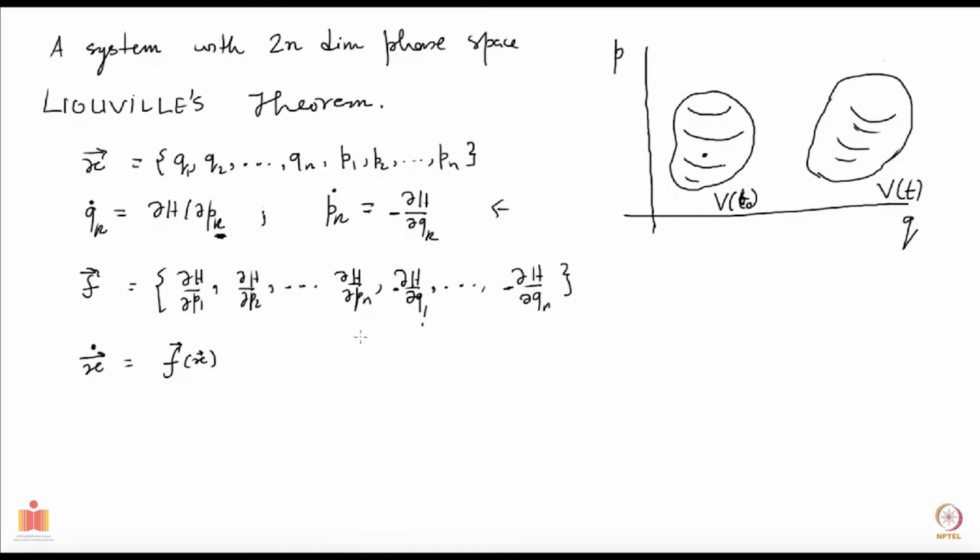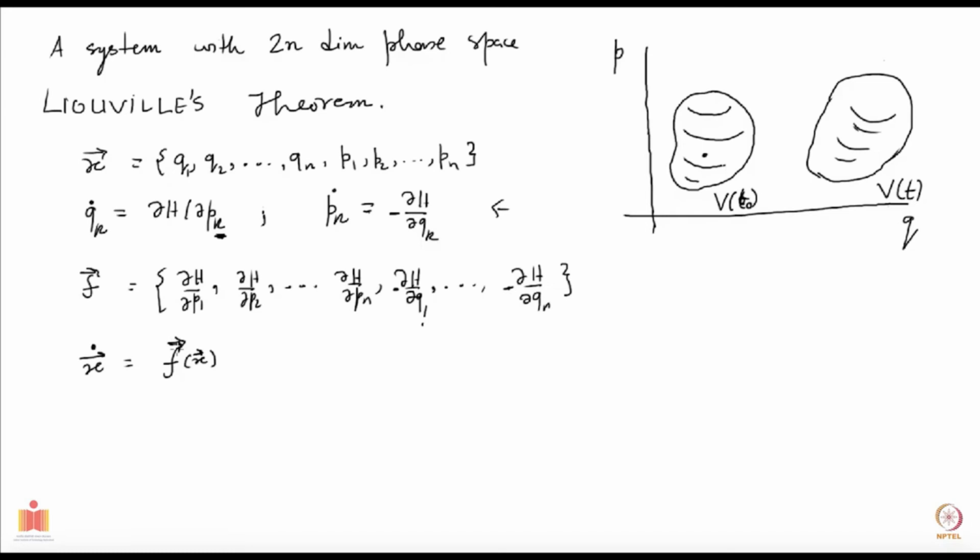This is, let's say, x of n plus 1. X of n plus 1 would be p1. And p1 dot should be f of n plus 1, which is minus delta h over delta q1, which is correct. Okay, so all I have done is written down Hamilton's equation in this form. Beyond that I have not done anything. There is no content in here, it's just notation.